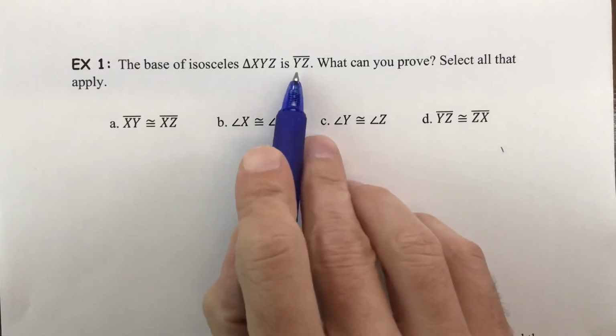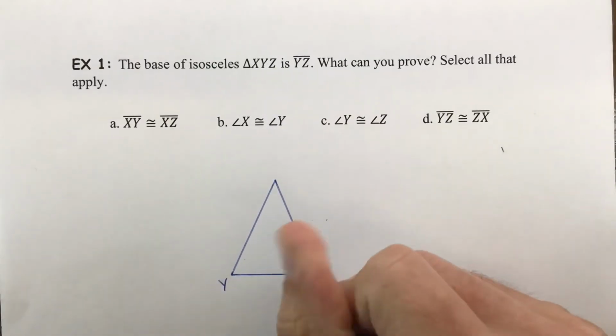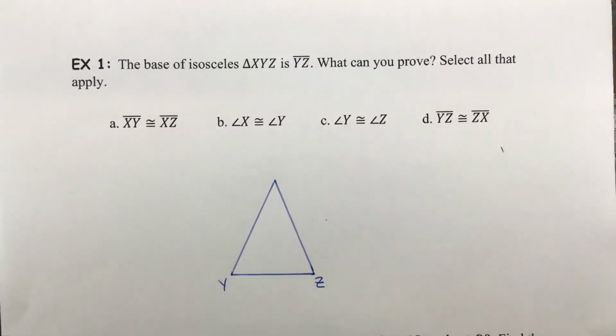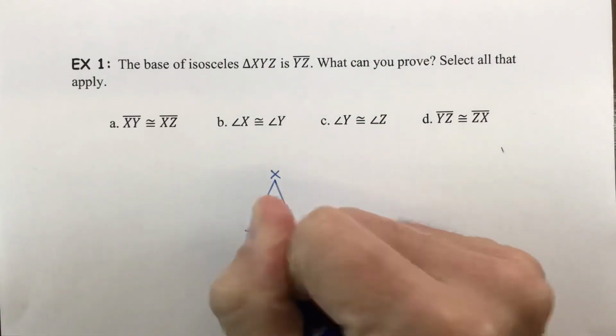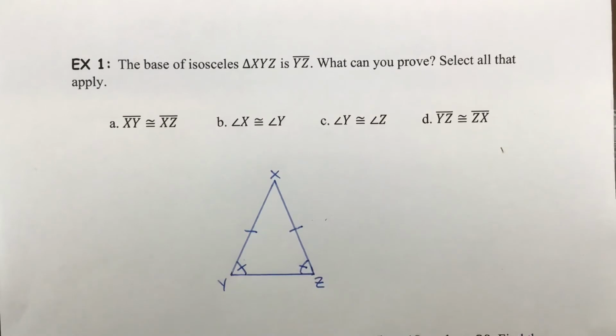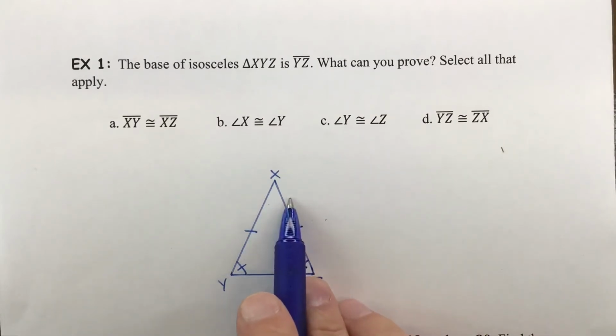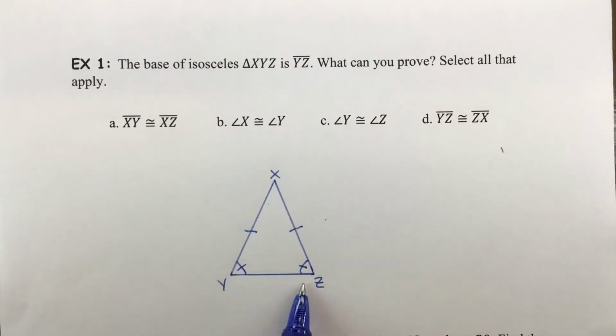The base is going to be YZ. So that would be Y and that'd be Z, or flip-flopped, which means that X is going to be up here. And if this is the base, these have to be the legs. So these are definitely congruent to each other. In addition, the angles across from the legs, the base angles, those would be congruent as well. So I can go ahead and mark that. I don't know the measure of this angle. I also don't know the measurement of the base. I don't know if that is congruent to the others, though it could be.